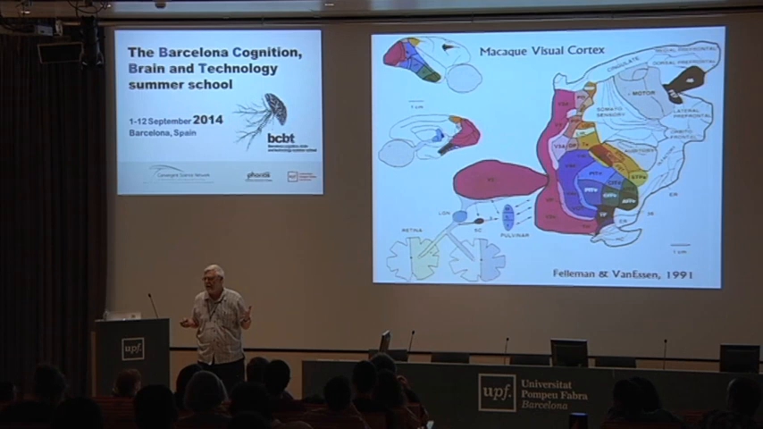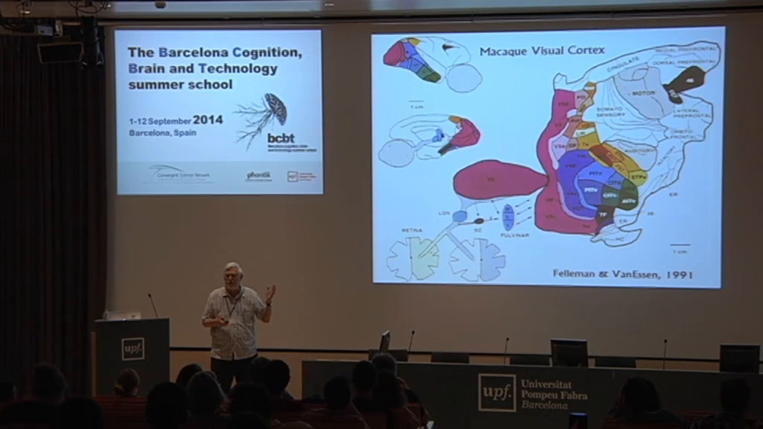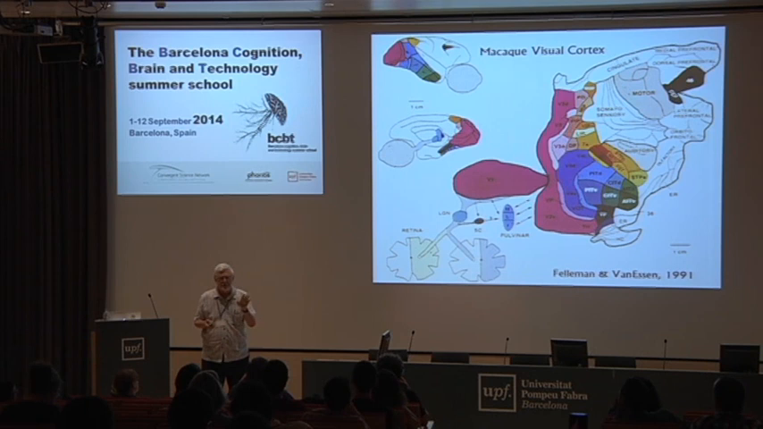And so the question is, how many areas are there, and did that change over the period of evolution, and so on? And then it also raises the issue of how do you define an area, and are there other terms? And we talked about modules earlier and so on. I'm going to talk mainly about areas, but also, if it gets a little confusing, I might just use the term domain. But here's an estimate from 1991 from Felleman and Van Essen.